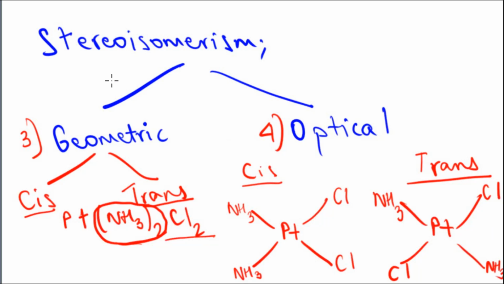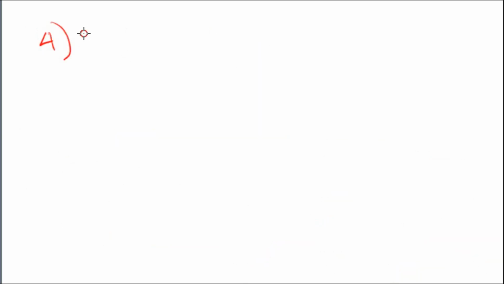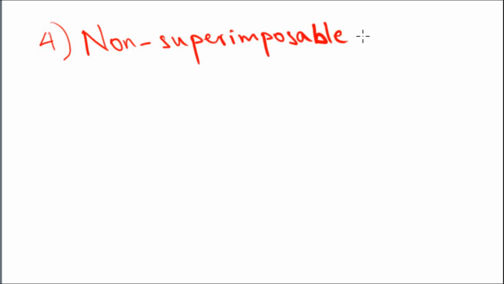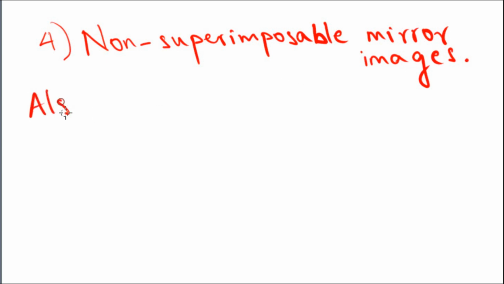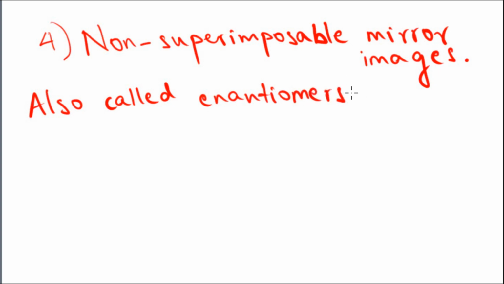The last part of this video is optical isomerism. I'll speak more about it in another video, but what you need to know is that when optical light shines on it, they turn a different direction. That's how you know that they are not the same. They are isomers, okay? They form non-superimposable images. Non-superimposable is a very important word for the test. You can be asked it. And these isomers are also called enantiomers.